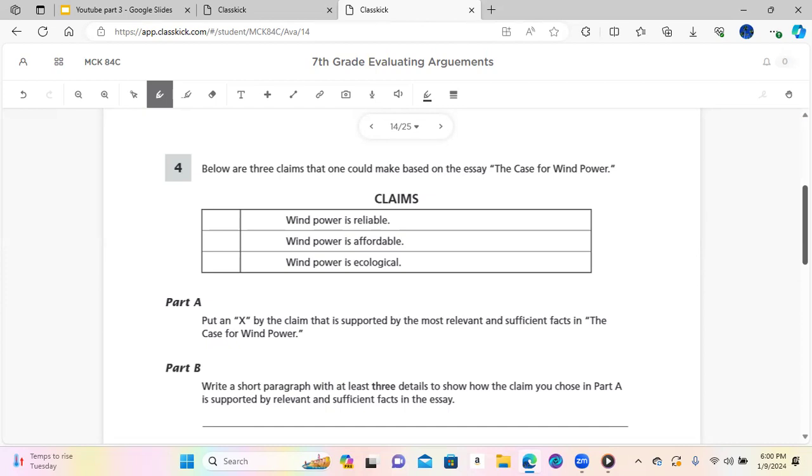All right, so wind power is reliable. So we can recall from the text when the author made mention that advances will make wind power more reliable, but those advances have yet to be developed, right? So they have not developed all the infrastructure. Remember, they use the term infrastructure. They have not developed all the infrastructure that is required to ensure that the wind power is successfully implemented.